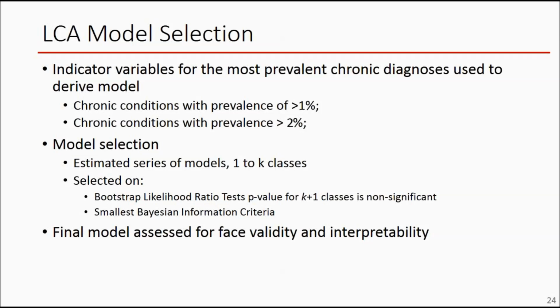As far as model selection, we use 2 different ways of looking at indicator variables. So if you think of this, you have the child and you have a string of indicator variables, 1 or 0 for the different chronic conditions that they have in the data. We examined looking at any chronic condition that had a greater than or equal to 1% prevalence and any chronic condition with a greater than or equal to 2% prevalence. Then a series of models were estimated from 1 class up to, I think we stopped at 8 classes, when the data started getting a little bit too sparse to keep running the algorithm. And models are selected on a bootstrap likelihood ratio test and Bayesian information criteria.